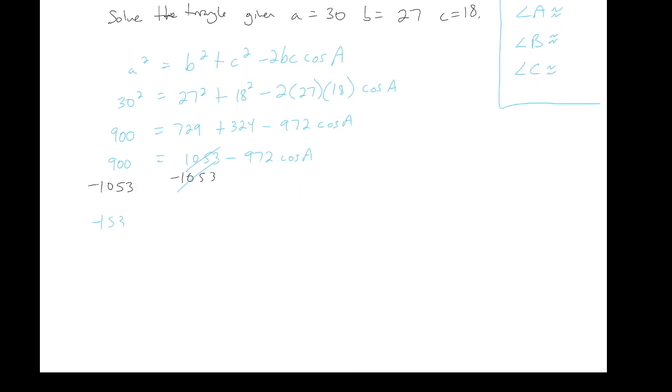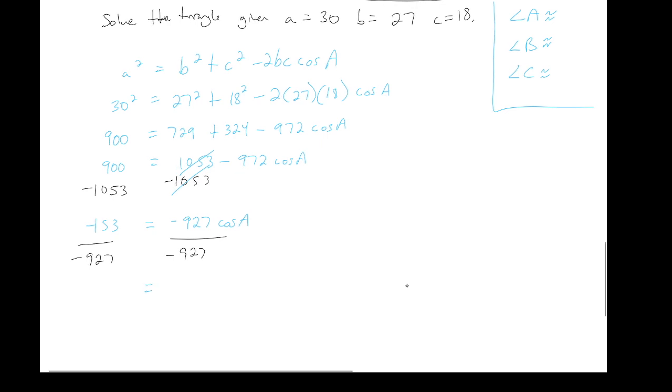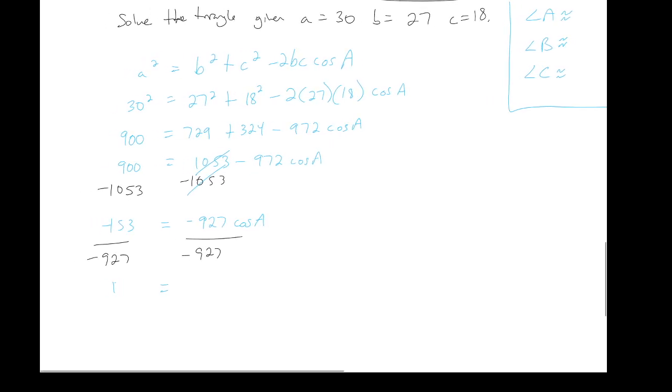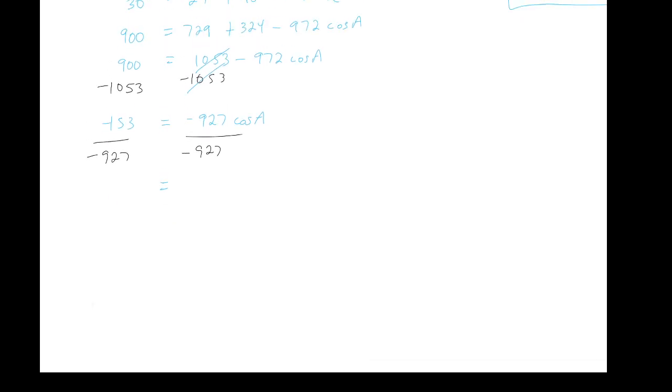Okay, equaling negative 972 times the cosine of A. Now I've got some negatives here, right? And that usually doesn't work out for me, but it's okay. Watch, because I'm going to divide by negative on both sides. It's going to straighten itself out here. So I'm going to have 153 positive 1. Oops. Goodness, guys. Sorry. My tablet, as you know, is especially sensitive these days. 153 over 927 is equal to the cosine of A.